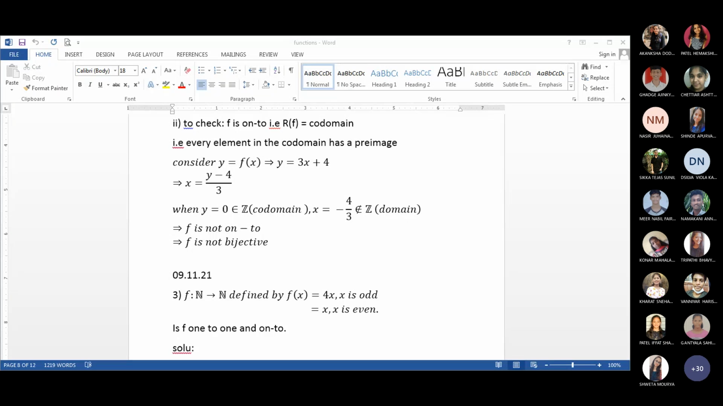Anyone else? What is the domain of the function? Natural numbers. Okay. What is the codomain of the function? That is also natural numbers? Natural. Right. So f is a function from the set of natural numbers to itself. N to N means the domain is natural numbers, the codomain is also natural numbers. Agreed?